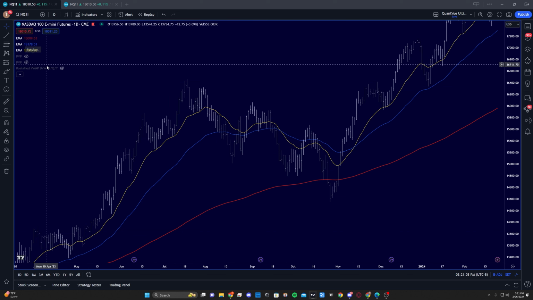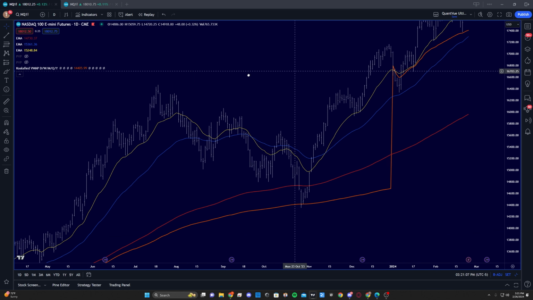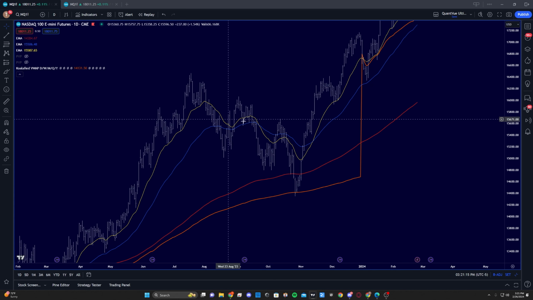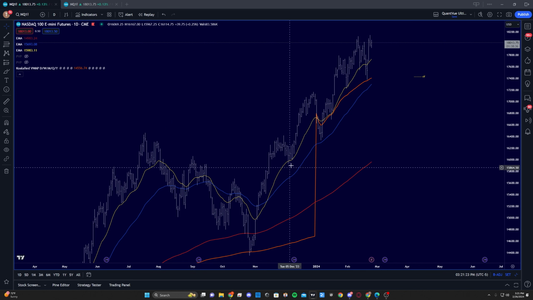I'm going to turn off the point of control so we can just see the VWAP now. VWAP is in orange right here. And one thing that I want to point out is, again, on the daily, see us come and tap the VWAP and come up and just go right off of it. Now, you can also see that touch again here.